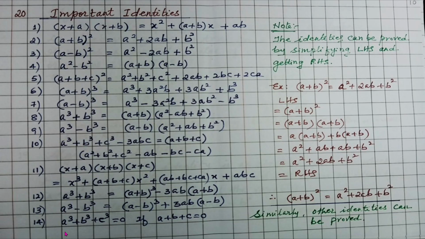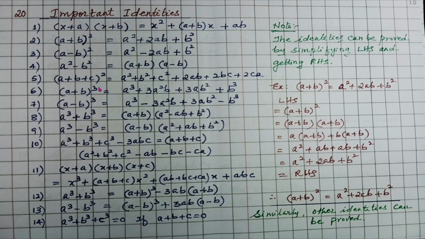We have 14 different identities listed here. We have (x plus a) into (x plus b) is equal to x squared plus (a plus b)x plus ab. (a plus b) whole squared is a squared plus 2ab plus b squared. (a minus b) whole squared is a squared minus 2ab plus b squared. a squared minus b squared is equal to (a plus b) into (a minus b). (a plus b plus c) whole squared is equal to a squared plus b squared plus c squared plus 2ab plus 2bc plus 2ca.